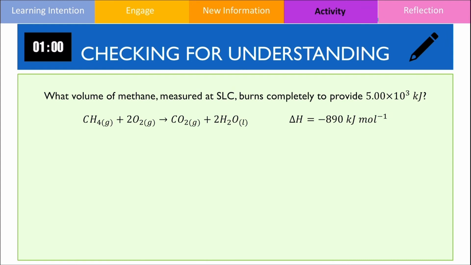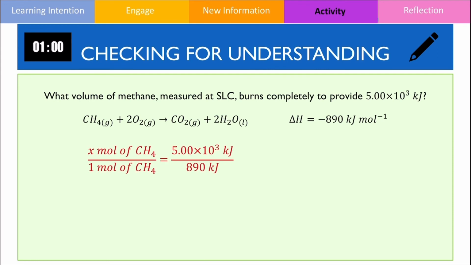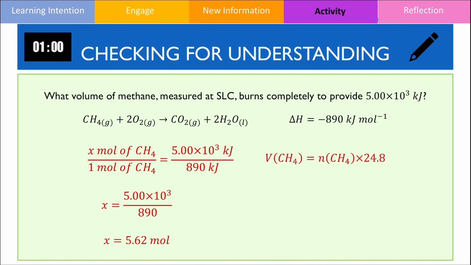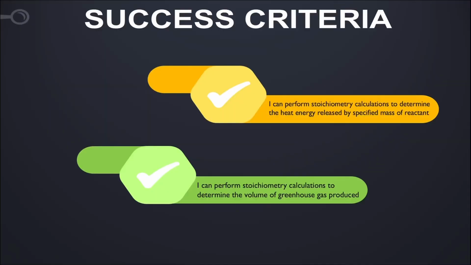We're going to begin this question by using mole ratios to find the number of moles that releases 5 times 10 to the power of 3 kilojoules, given that 1 mole of methane releases 890 kilojoules. We solve for X by dividing these two numbers, giving us an answer of 5.62 moles. By multiplying the number of moles of methane by the molar volume at SLC, we're going to get our final answer of 139 liters, which is the volume of methane required to release 5 times 10 to the power of 3 kilojoules of energy. By now, you should be able to meet the success criteria in this video.